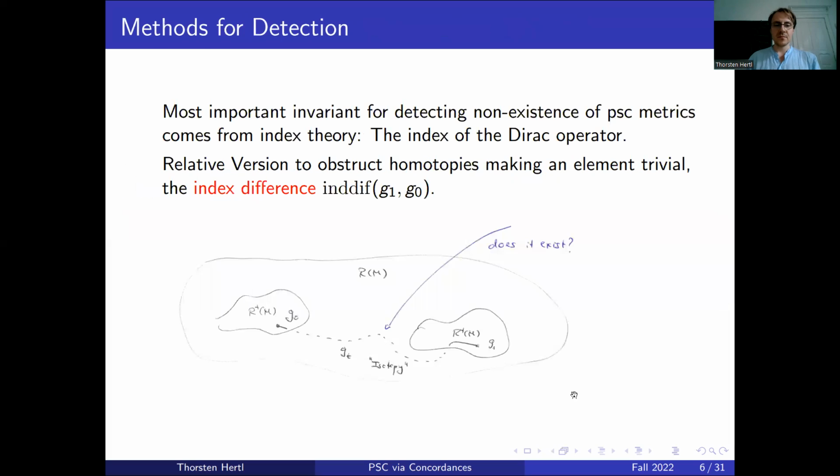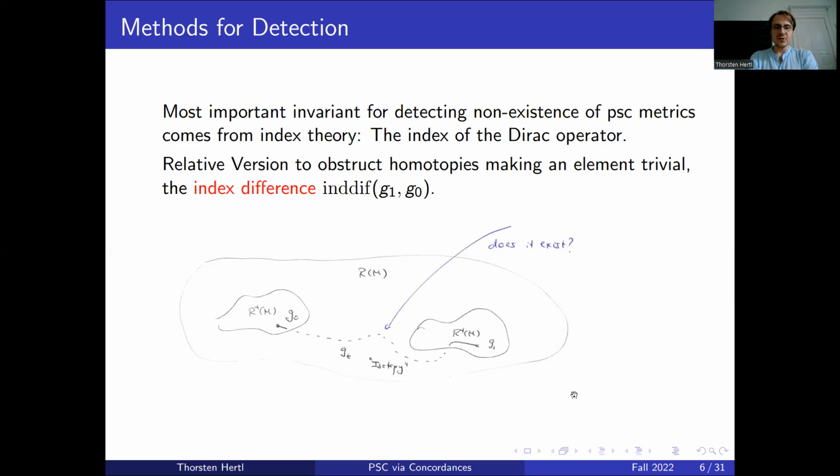But how do we see this? Well, if we want to know that, for example, two different metrics lie in different path components, then we need to obstruct the path of PSC metrics joining them. Recall that obstructions against PSC metrics on manifolds are, for example, provided by the index of the Dirac operator. If a manifold has a PSC metric, then its index is 0 because the Dirac operator is invertible.